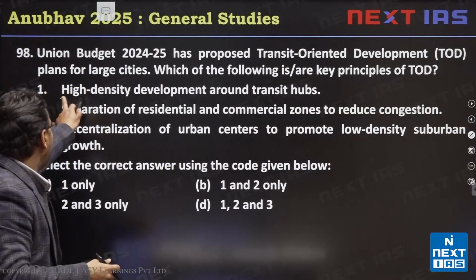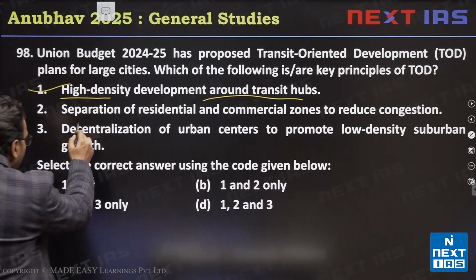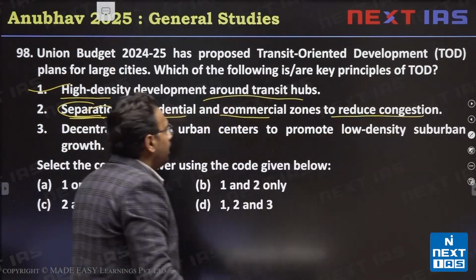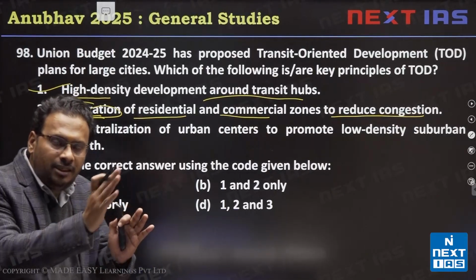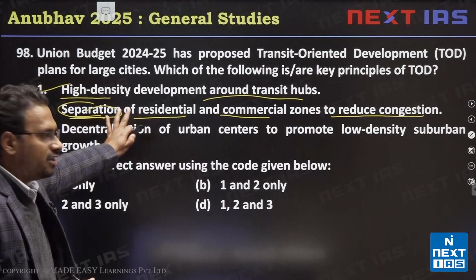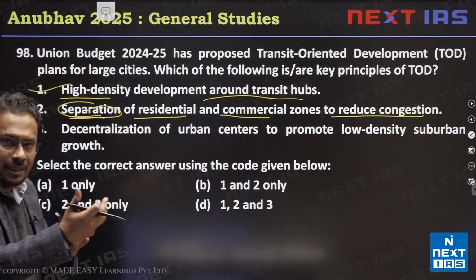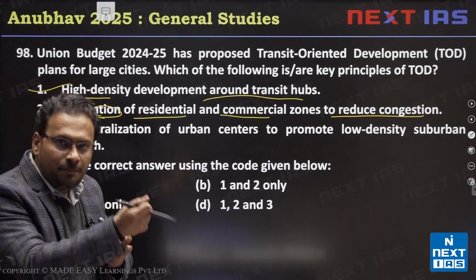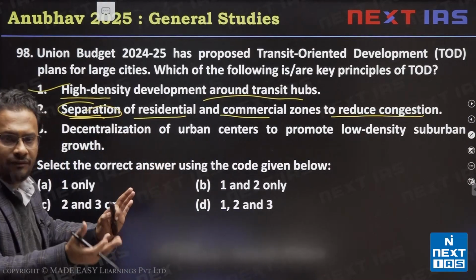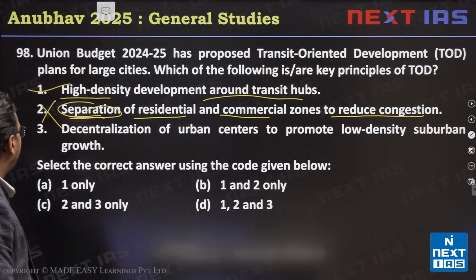Right? Now, high density development around the transit hubs. Yes, correct. Second, separation of residential and commercial zones to reduce congestion. If we separate these things, and the ultimate objective is to develop sustainable urban growth centers, it will definitely go against the principles. Why do I say so? Because it will increase the travel expenses, and the people will have to use cars or vehicles more, right? So the sustainable urban development model will not take place. Separation definitely goes against the very basic definition of TOD.